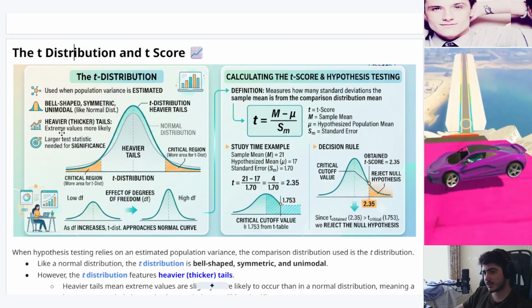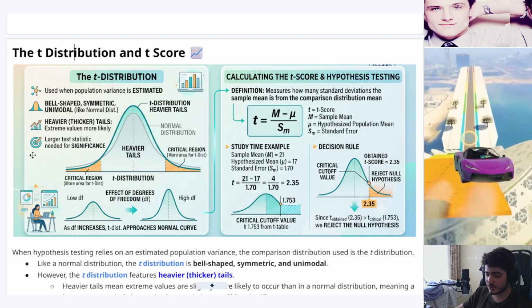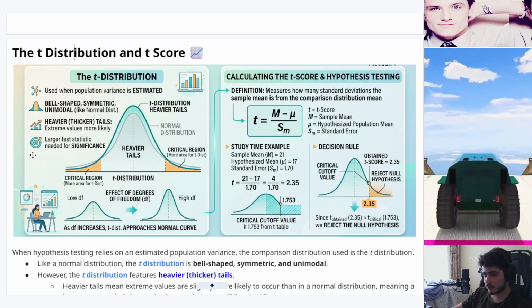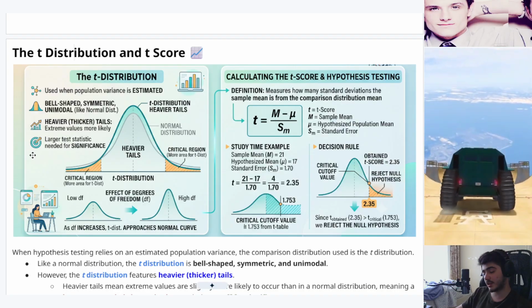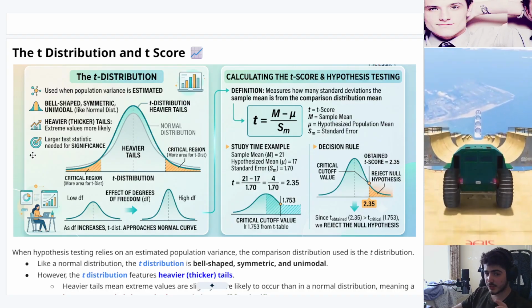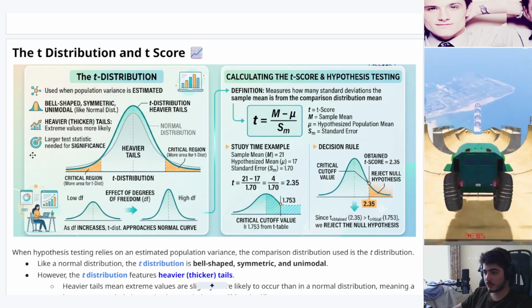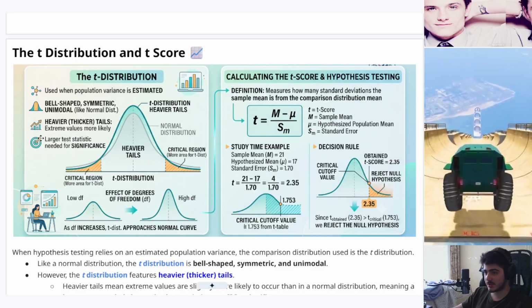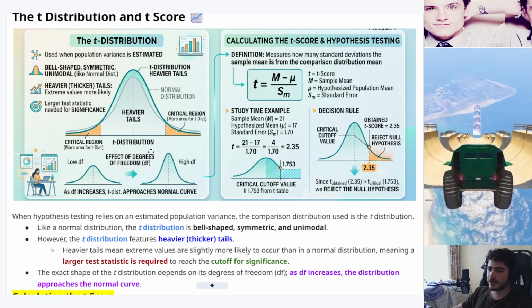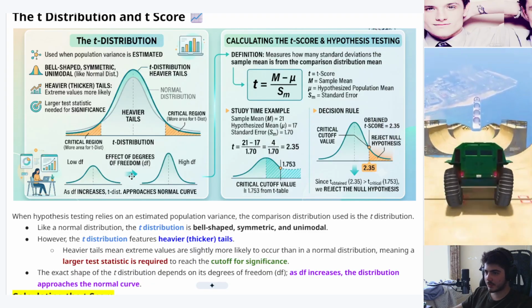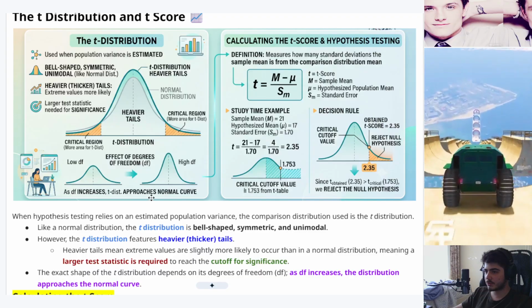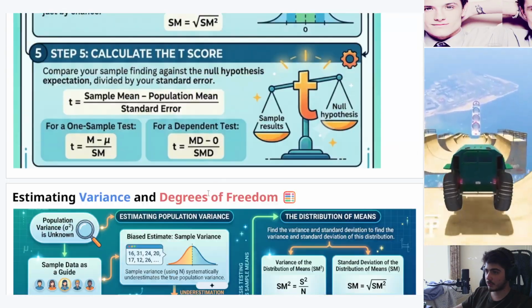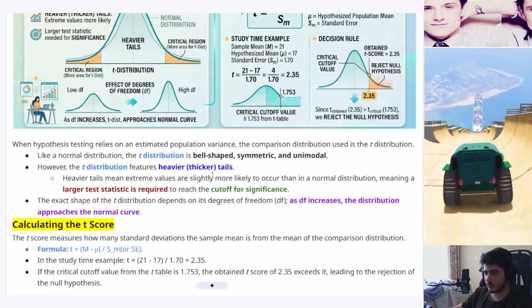Now, the larger test statistic needed for significance is not really your concern because it's all listed in a t-table, so it's not really too important for you to know this, but just know it for the exam. Effects of degrees of freedom. As the df increases, the t-distribution approaches a normal curve, which we saw at the start. You know it already.